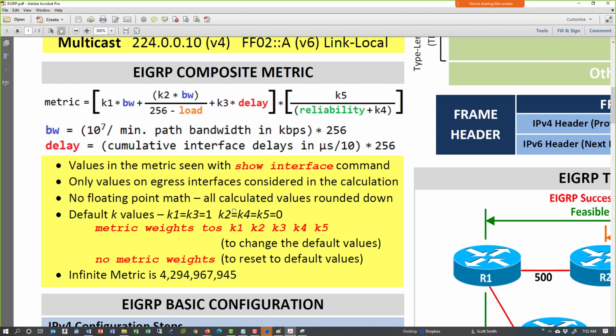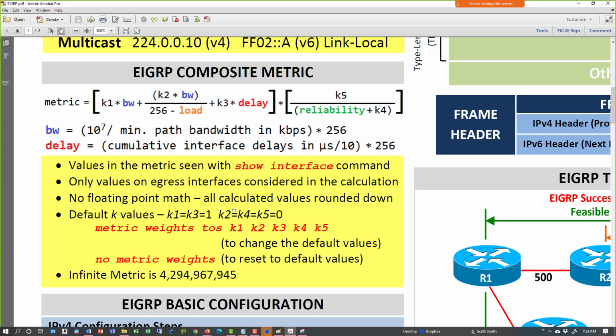Inbound interfaces have no effect. That means that if you're doing any kind of path manipulation, some sort of traffic engineering, and you're trying to modify the path selection based on modifying metric attributes, you need to only modify the egress interfaces.